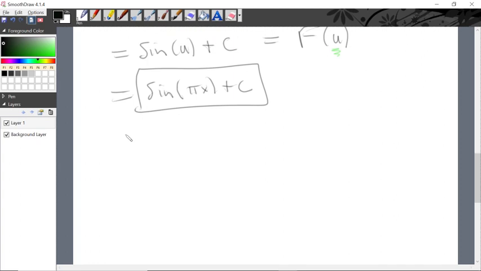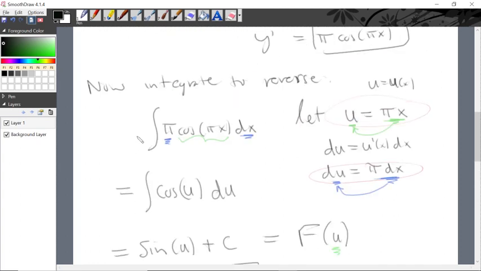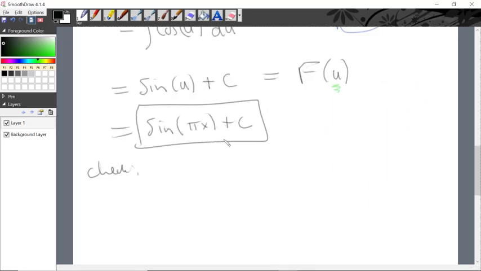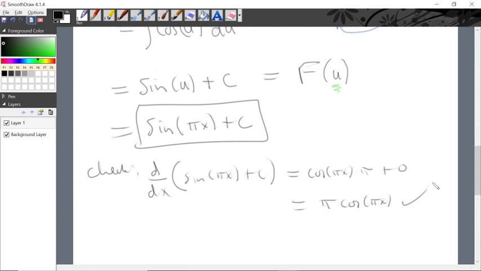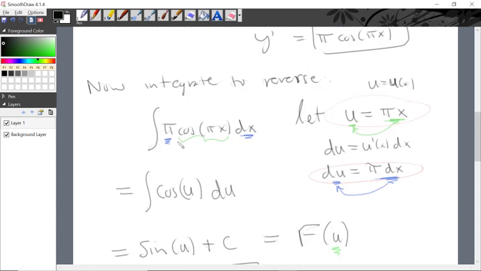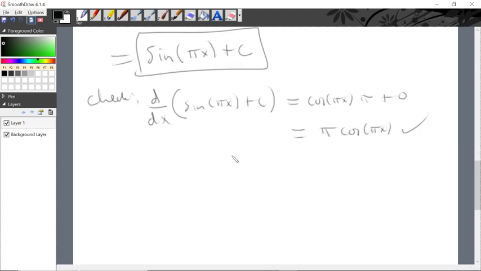Now how can we check the answer? How can we check to see if we got the right answer? That is, how do we know that that really is the antiderivative of pi times the cosine of pi x? This is the antiderivative if the derivative of our answer gives us that integrand. So the derivative of the sine of pi x plus c is going to be the cosine of pi x times pi, there's our chain rule right there, and then plus 0, because the derivative of the constant is 0. So we get back pi times the cosine of pi x, and that was our integrand.